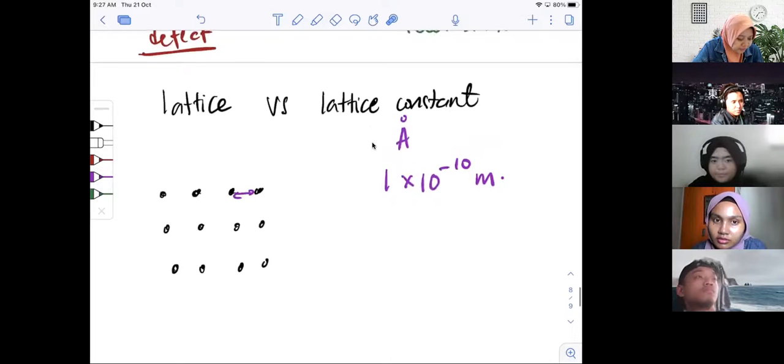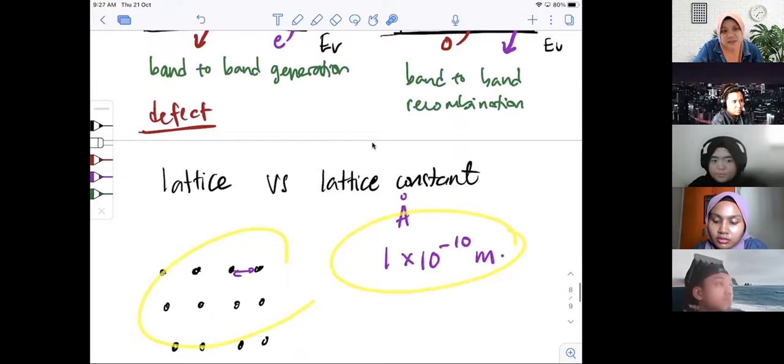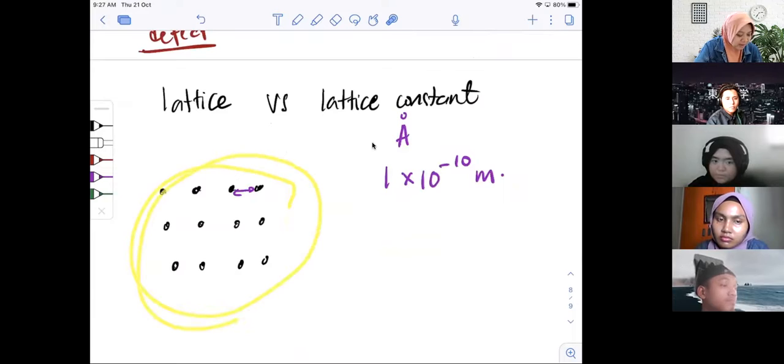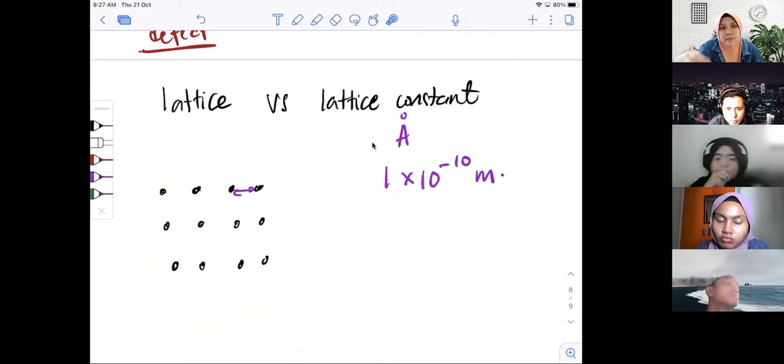Okay, so now we know what lattice constant is. Now we want to know defect. Defect, like what Sarah was saying, is something which is not ideal. Anything which is not ideal in the lattice structure. This is the lattice structure in the semiconductor device material. So in the semiconductor material, anything which is not ideal to the structure is called a defect.